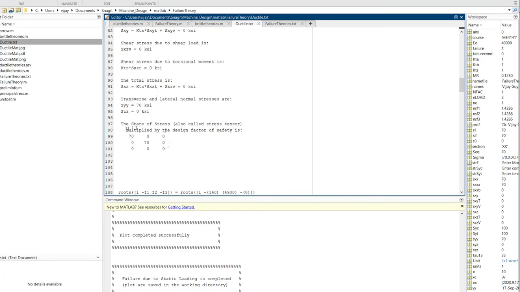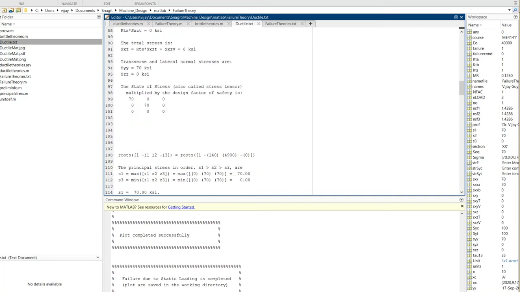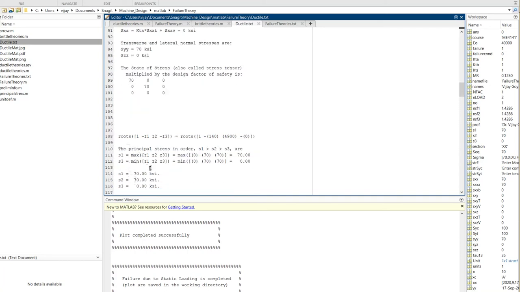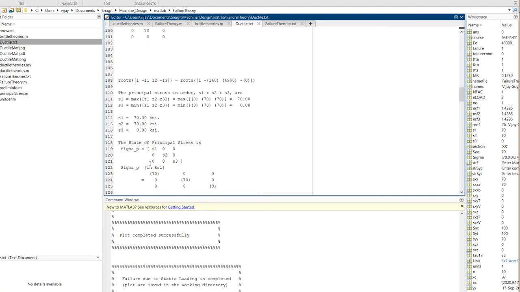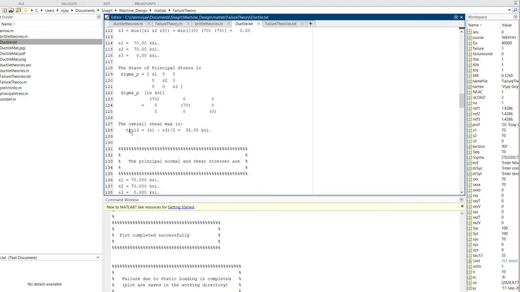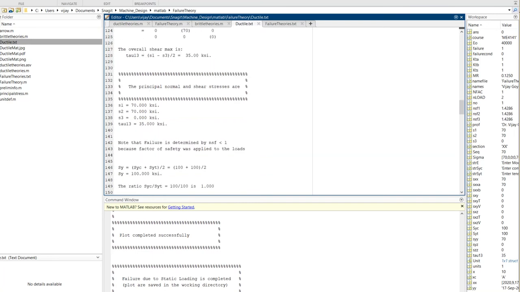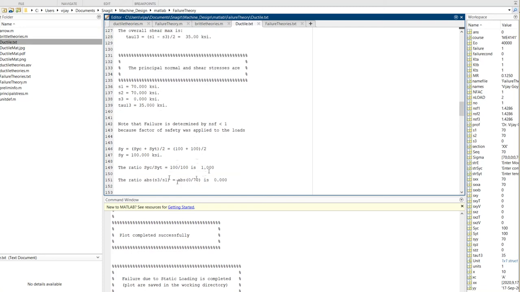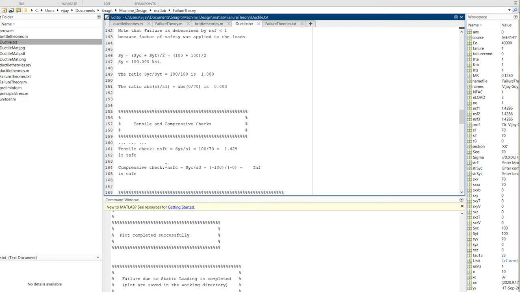You can see my state of stress at the end of the day. And this is actually what we would have expected in the first place, right? So it calculates the roots for you, and it shows your roots are 70 and 70 and 0, which is expected, a principal state of stress. So therefore, your tau maximum is S1 minus S3, and that will give you 35 divided by 2 gives you 35. Then you go to your principal stresses, and these are just for plotting purposes.